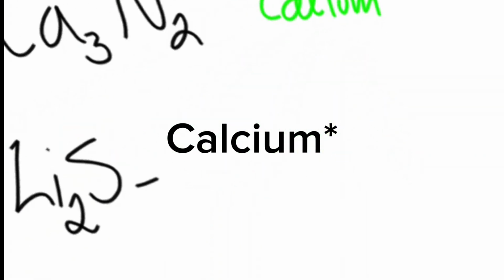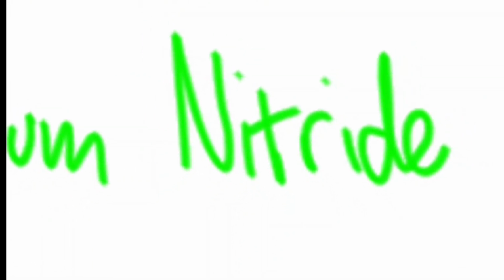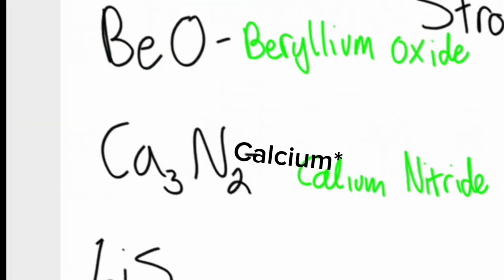Okay, so we know Ca is calcium. And we know N is nitrogen. Okay, so we go nitride. It makes more sense than nitrogide or whatever. So this is how it's spelled, nitride. So now we have calcium nitride. On to the next one.